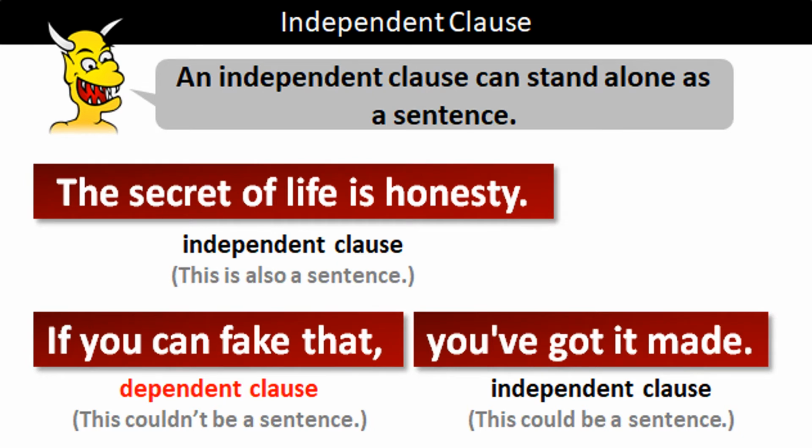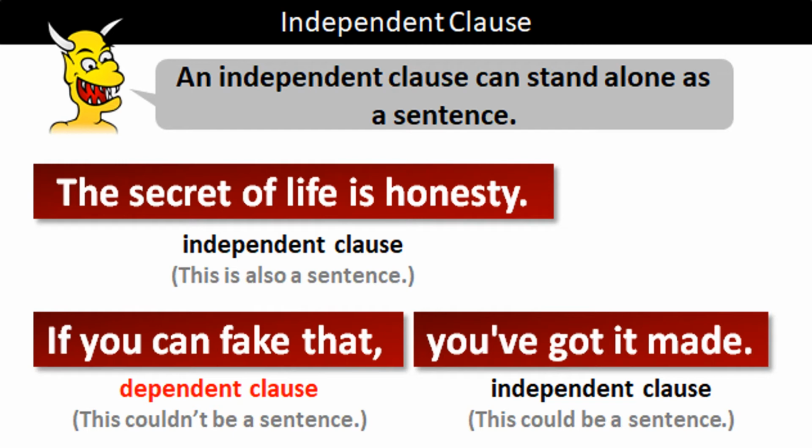So, first let us discuss what independent clauses are. The name itself makes it very clear that an independent clause can stand alone as a simple sentence. It is not dependent on any other part of the sentence. Look at the example given. The secret of life is honesty. It is an independent clause and it is also a simple sentence.